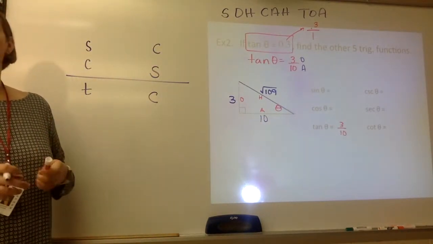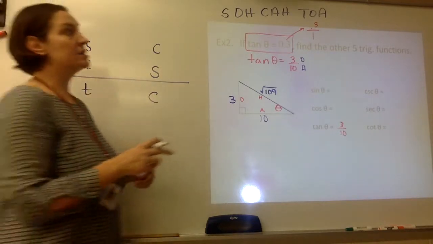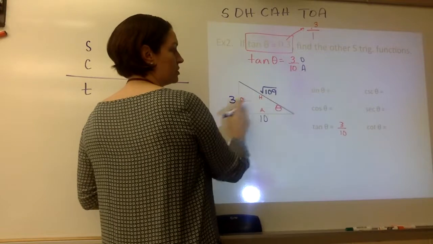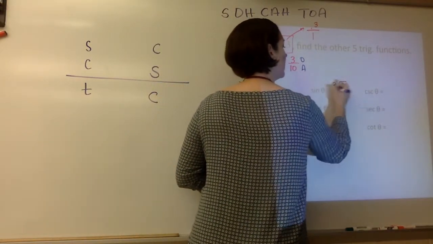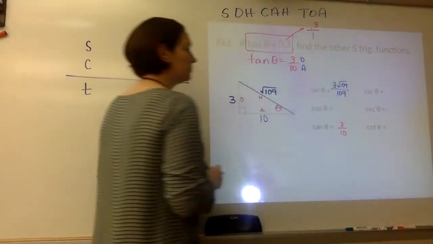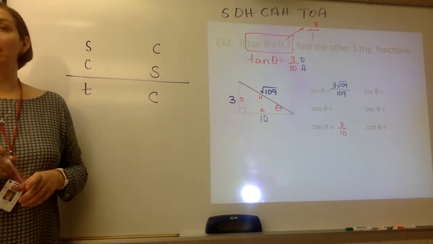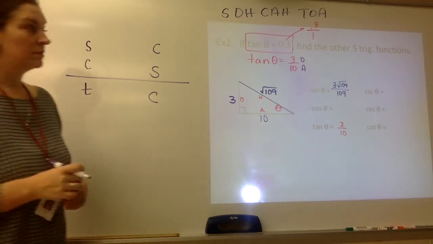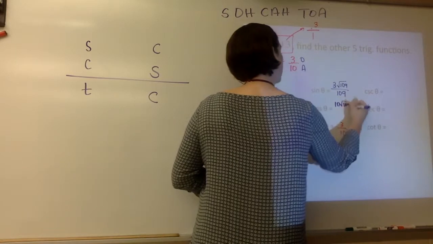Once I have all three sides, I could always figure out all 6 ratios. So sine is going to be O over H. So 3 over root 109 is 3 root 109 over 109. What's cosine going to be? A over H. 10 root 109 over 109.